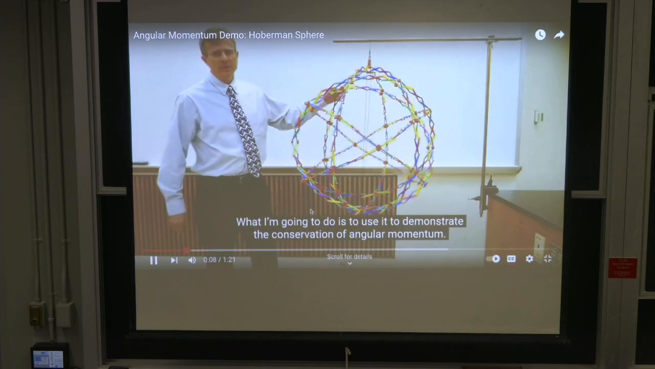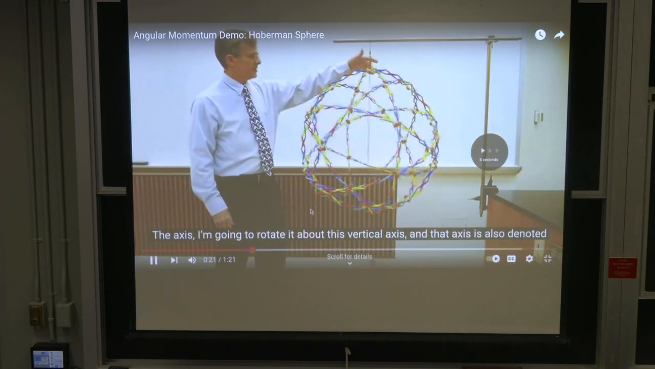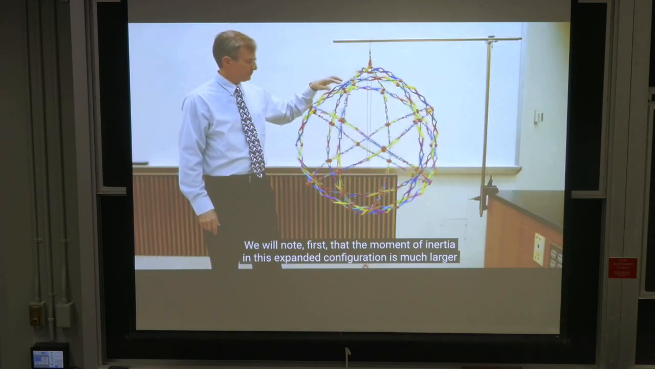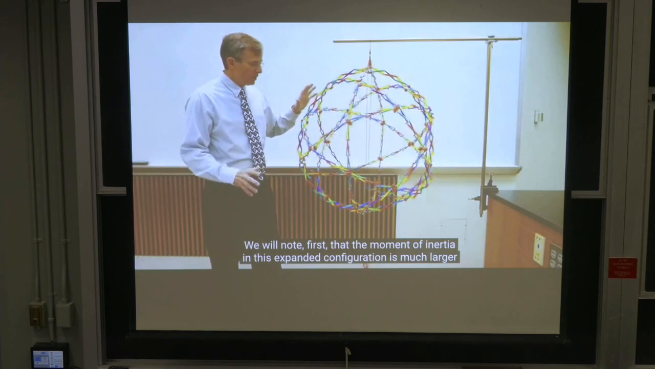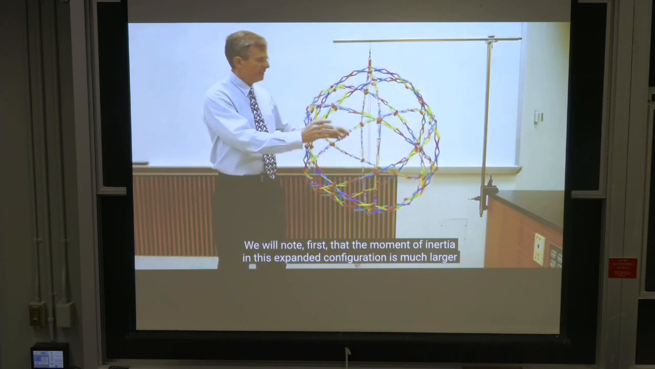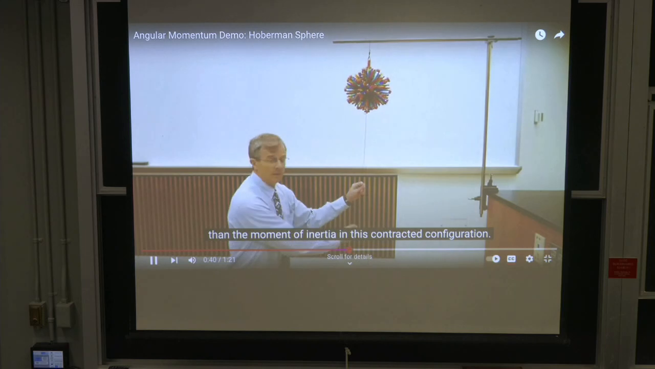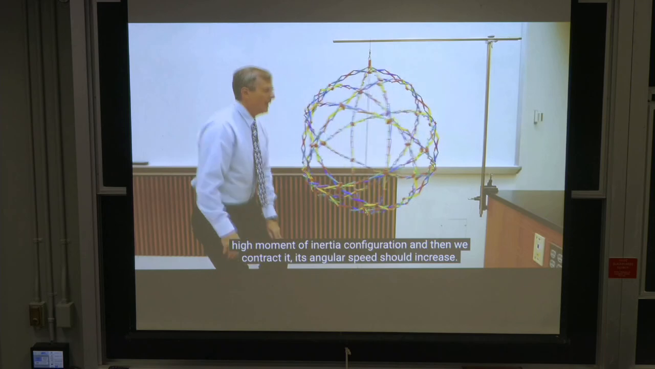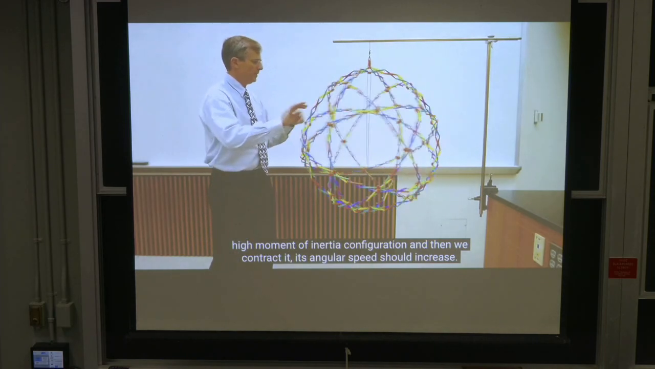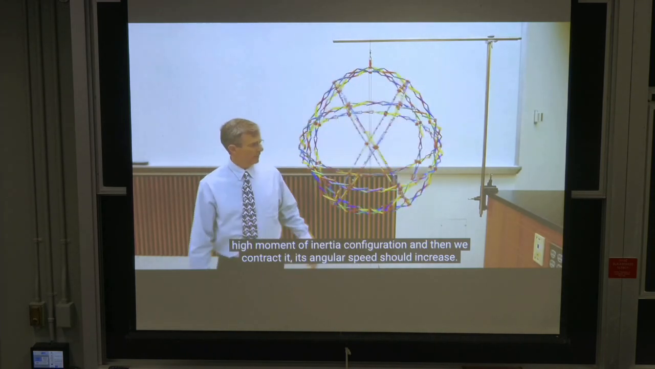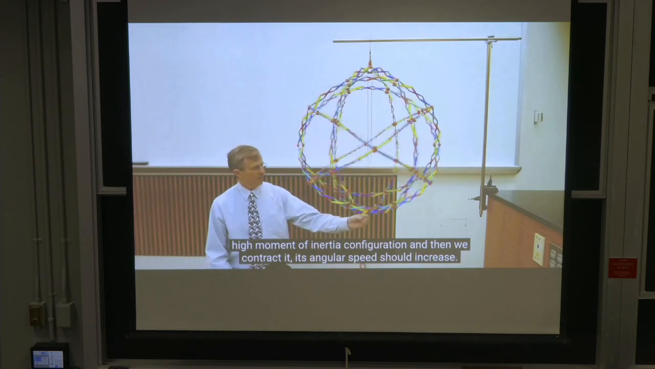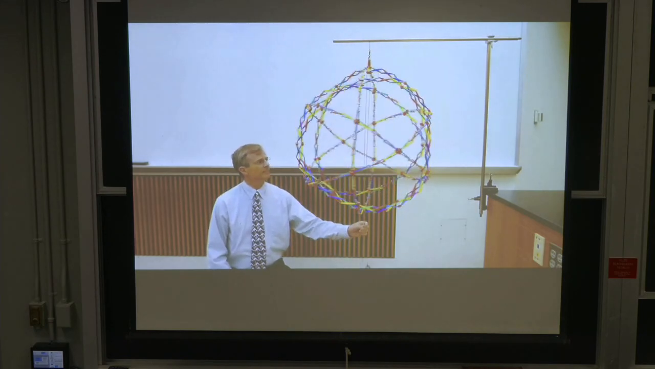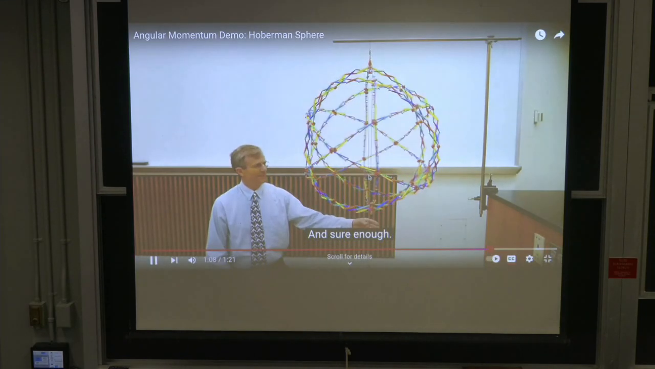What I'm going to do is use it to demonstrate this. This is also denoted by the string that passes vertically through the sphere. We will note first the angular momentum in the expanded, high moment of inertia configuration, and then we contract it, its angular speed should increase. Wow. Okay, so that's what we predicted. Nice. And sure enough, it's conservation of angular momentum.